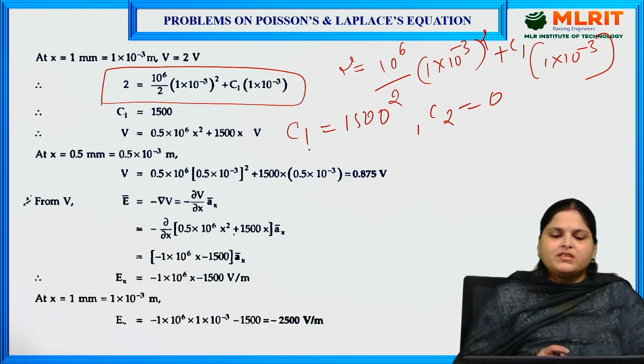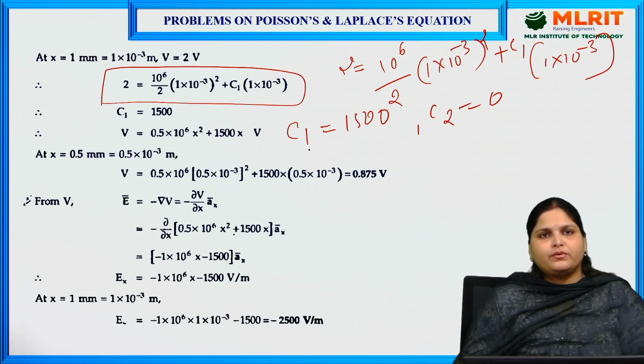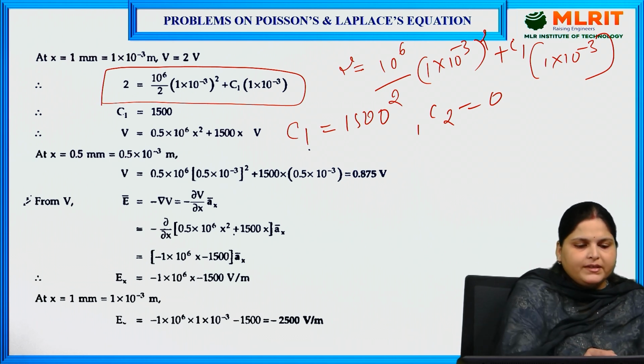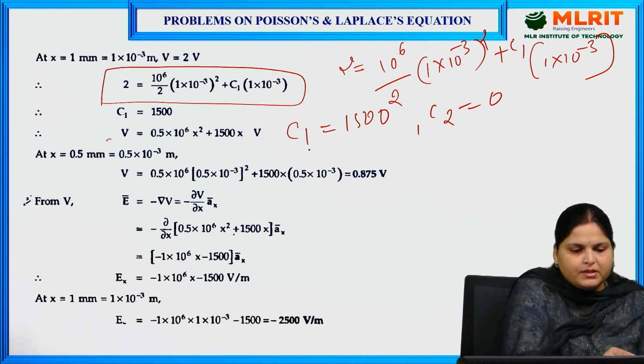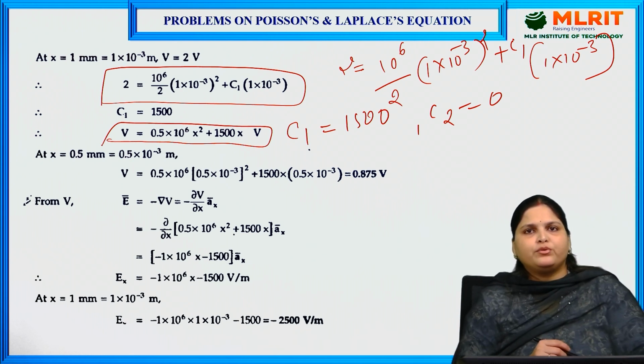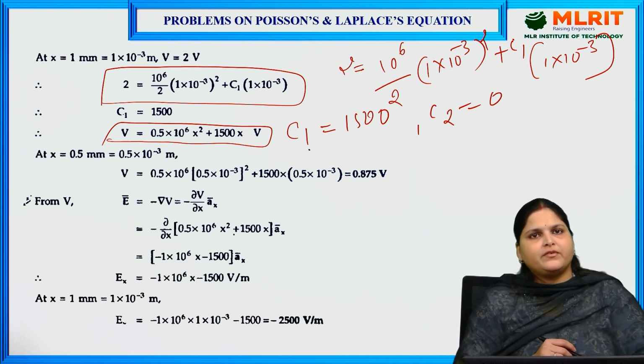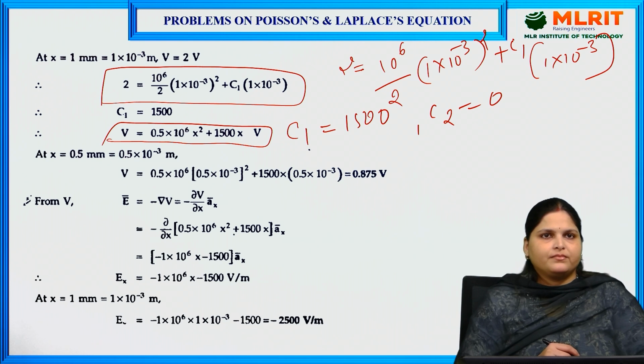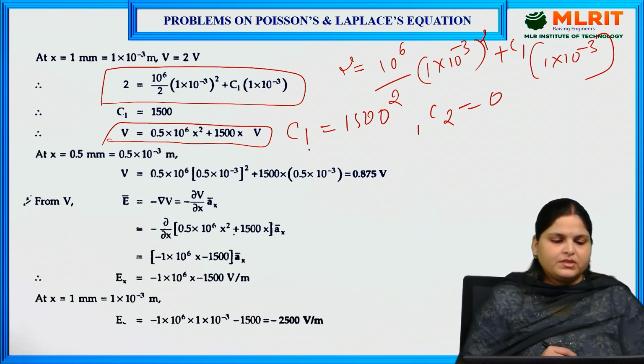So when we put c1 is equal to 1500 and c2 is equal to 0, we get this equation. V is equal to 0.5 into 10 to the power 6 x square plus 1500 x volts. Right? So this is the equation.